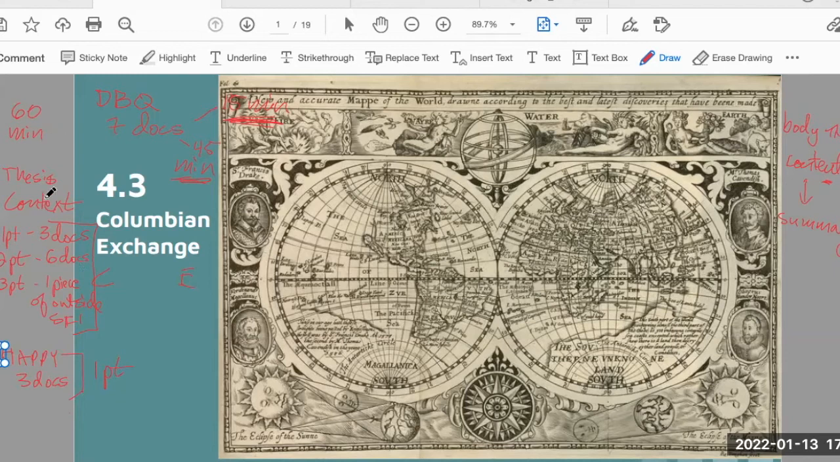So thesis and context, you already know about. You've done before with the LEQs. That's 2 points total right there. Then in your body paragraphs, the content and the happy points, there you have 1, 2, 3, 4. And then you have the complexity point, which you're familiar with already.